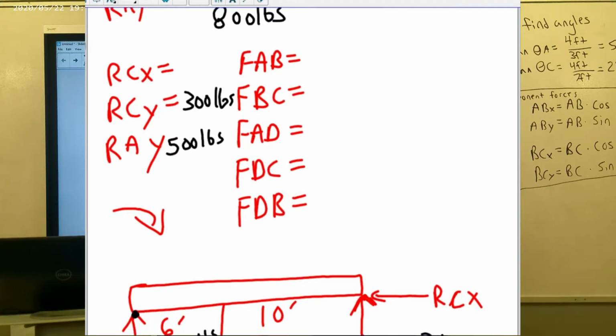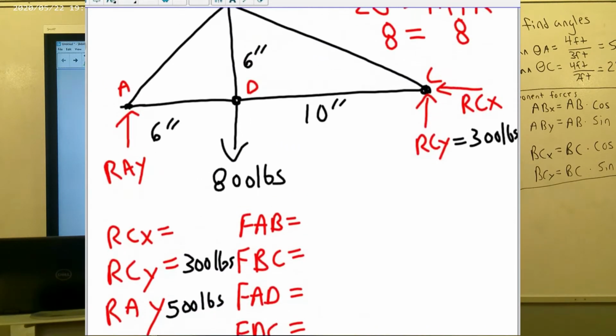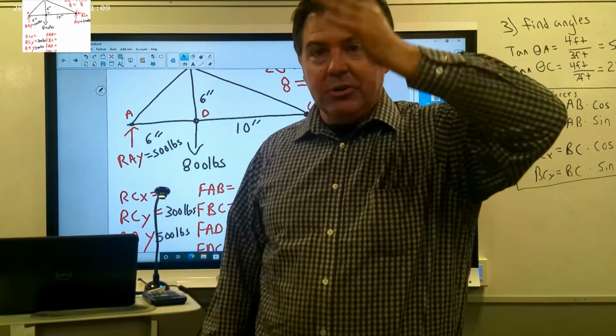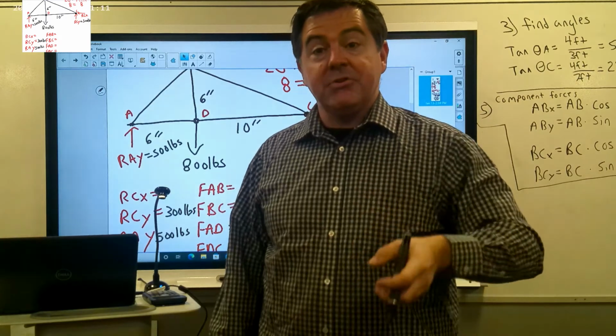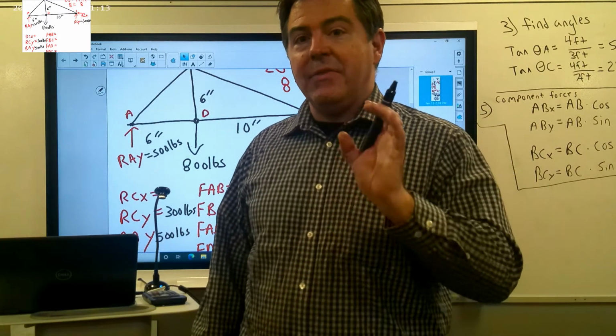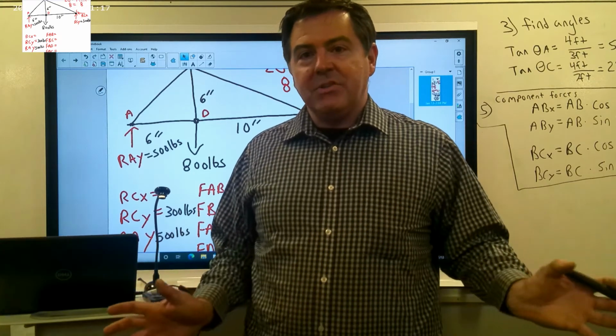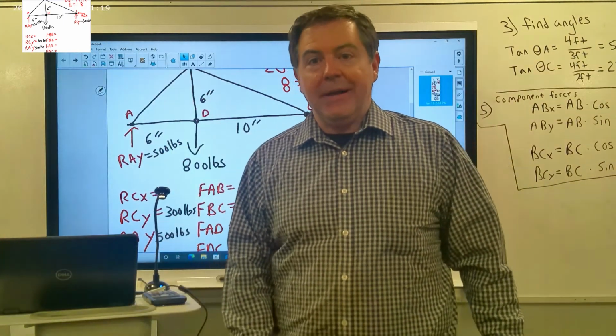Reaction force AY up here, we'll draw that as 500 pounds. So we now know our Y reaction forces are equal to 300 pounds at reaction force CY and 500 pounds at reaction force AY, which adds up to the total external downward force of 800 pounds. Now, again, all we focused on at this point are our external forces. We have not started working on our internal forces yet.